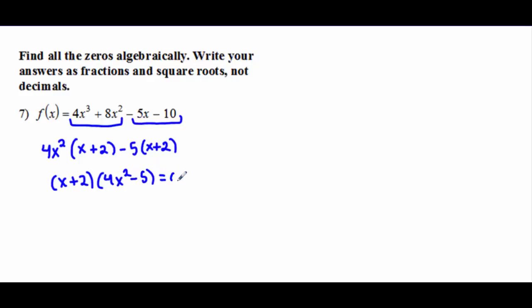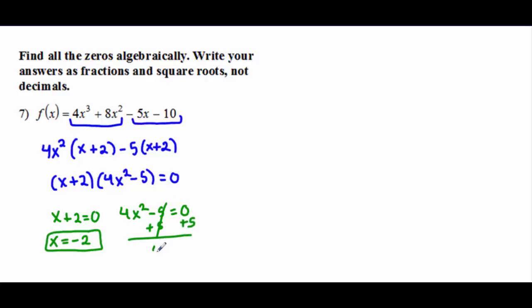And so we're going to set this equal to 0 and solve, which means that I take x plus 2 and set it equal to 0, and then I take 4x squared minus 5 and set it equal to 0. And between these two things, I should end up with 3 answers. One of them is -2. The other one, I add 5 to both sides and get 4x squared equals 5. I divide by 4 and get x squared equals 5/4.